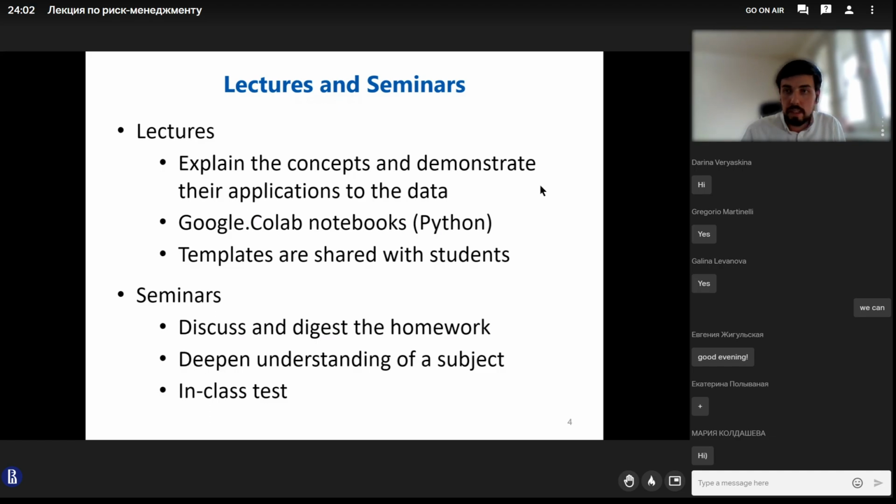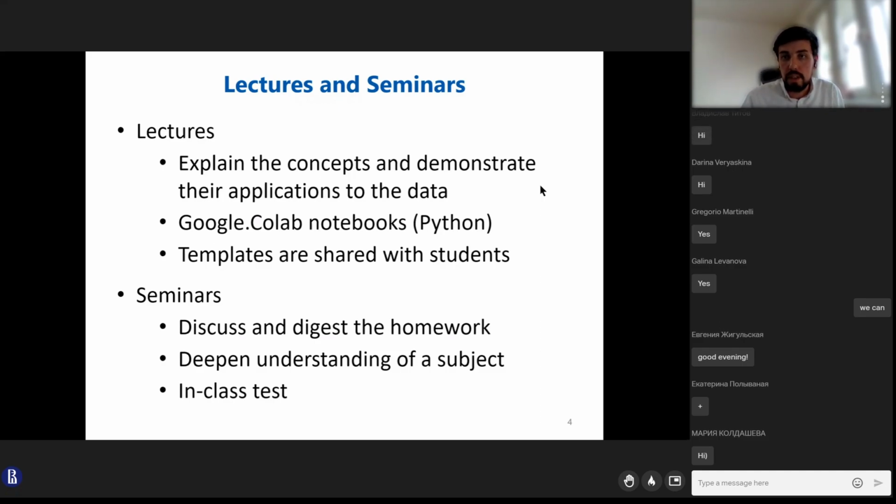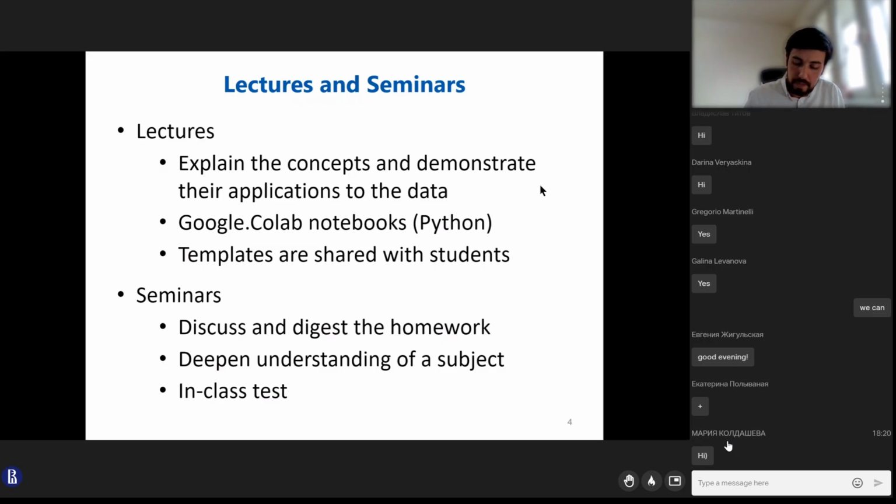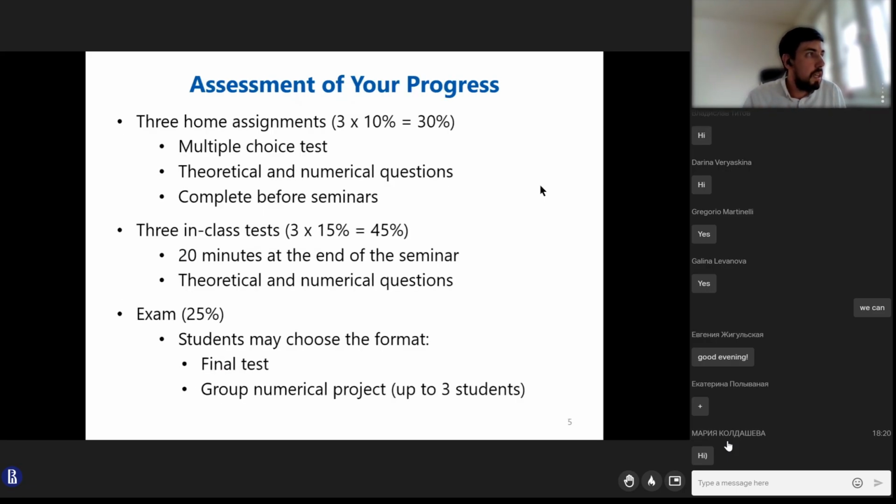And we're also going to deepen our understanding of the subject and the concept, so we're going to get into more details during the seminars and solve slightly different problems. And after all this practice, we're going to have another test. So we're going to spend the last 20 minutes of each seminar for the test. All right, and that's what comprises the assessment schema.